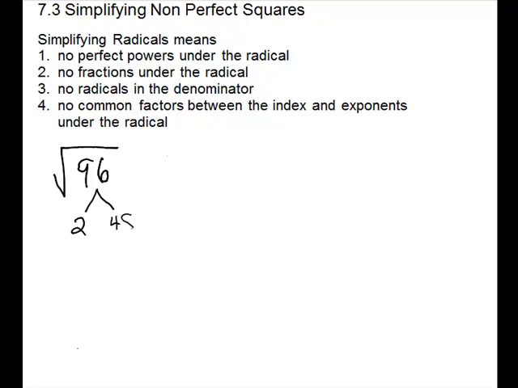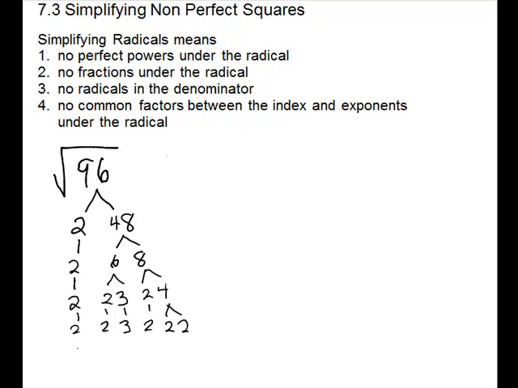It goes 48 times. And then keep breaking until you have all primes. So 2 is prime. 48, 6 times 8 clicks for me. Anything that works for you is fine. The 2 is prime. I'm just going to bring it down. 6 is 2 times 3. 8 is 2 times 4. And we have to break one more time for that last 2. I like to keep bringing these down so I don't lose a factor. That way everything on the bottom line will be all primes.